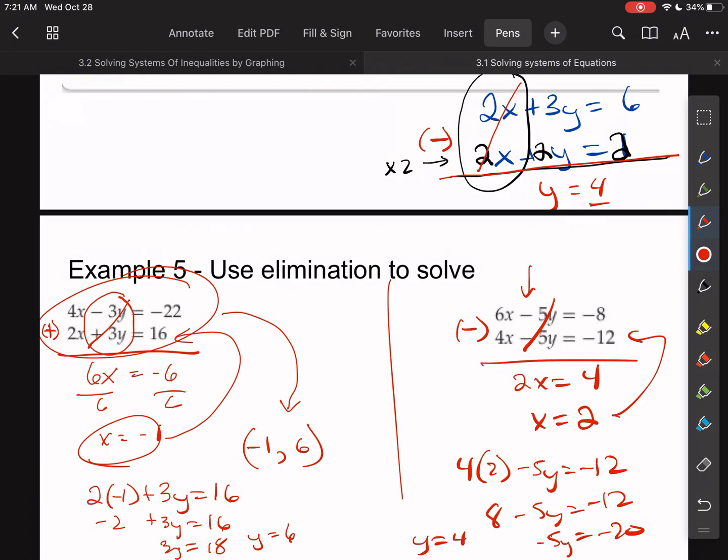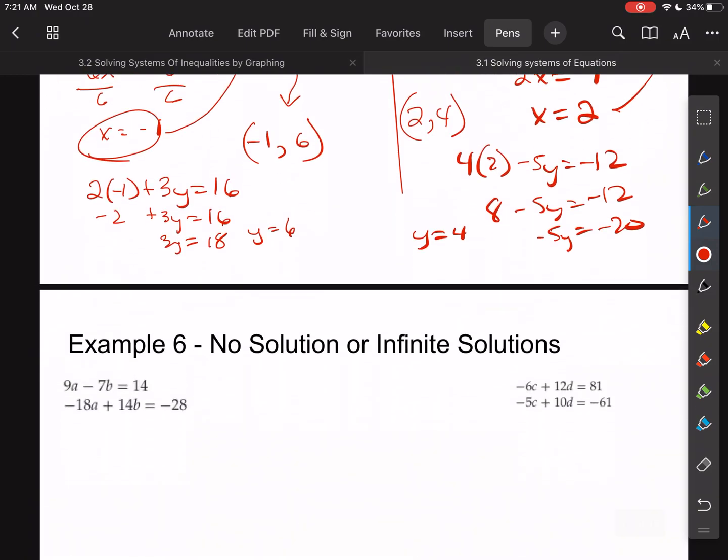Negative 20 divided by negative 5 is positive 4. So the solution to the second one here would be (2, 4). Okay, so that's example 5, where we're solving by elimination.